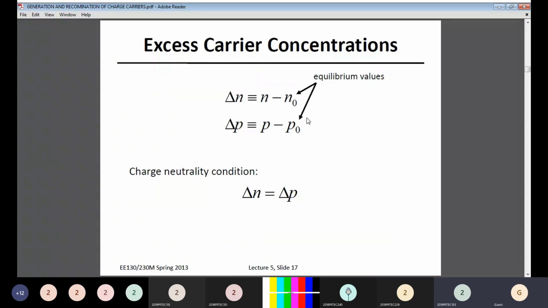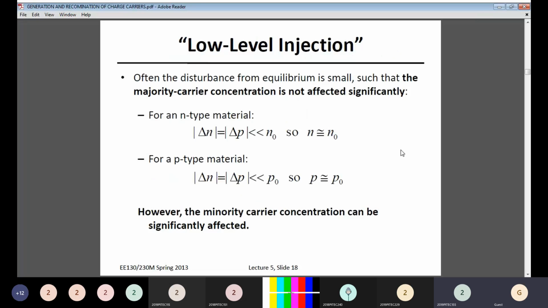The excess carrier concentration is provided as delta n equal to n minus n naught, and delta p equal to p minus p naught. n naught and p naught are the equilibrium values at the equilibrium state. Therefore the charge neutrality condition is delta n equal to delta p.